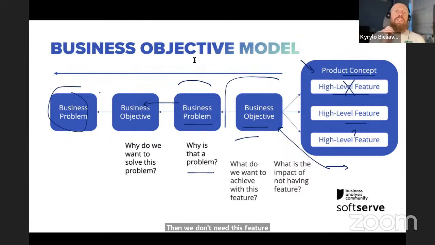It looks similar to an impact map, but it's not. It looks similar, that is true, but it's not. It's a different kind of dependencies and different kind of relationships.